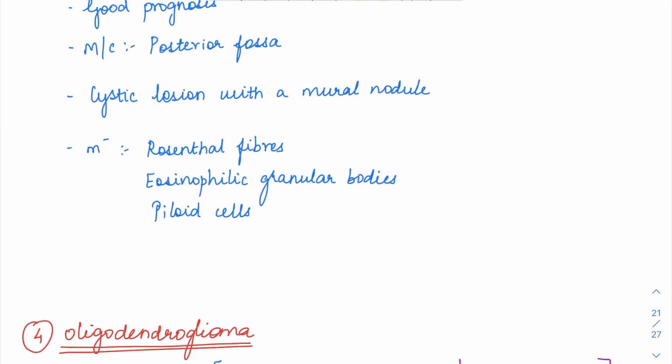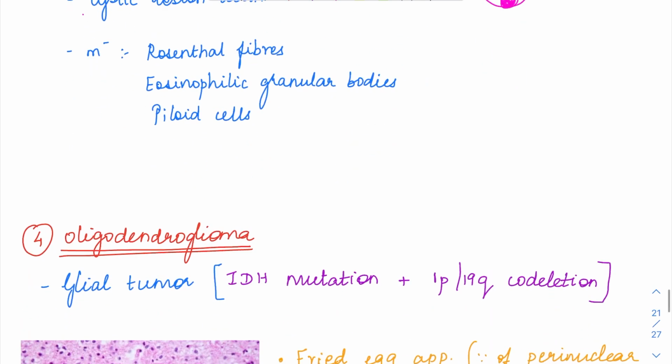And the classical radiological feature which defines a pilocytic astrocytoma will be a cystic lesion with a mural nodule. So when radiologists see this, they give a bang-on diagnosis of pilocytic astrocytoma. So radiology is classical for a pilocytic astrocytoma.